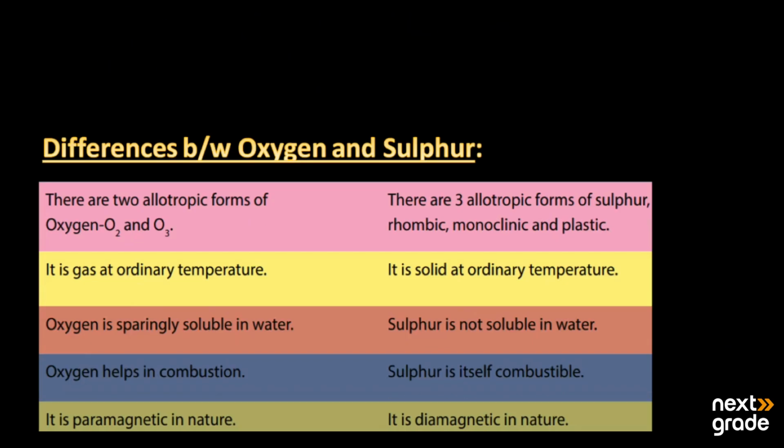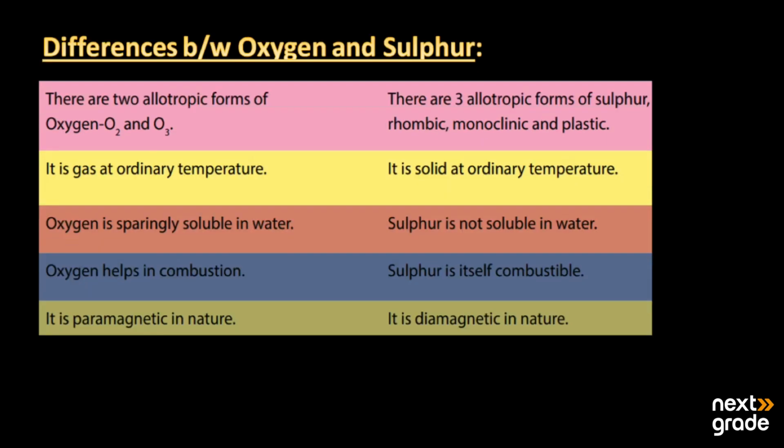After the similarities, here we have the differences between oxygen and sulfur. Number one difference: there are two allotropic forms of oxygen, which are O2, oxygen gas, and O3, ozone. And we have three allotropic forms of sulfur, which are rhombic, monoclinic, and plastic sulfur, which is also called amorphous sulfur.